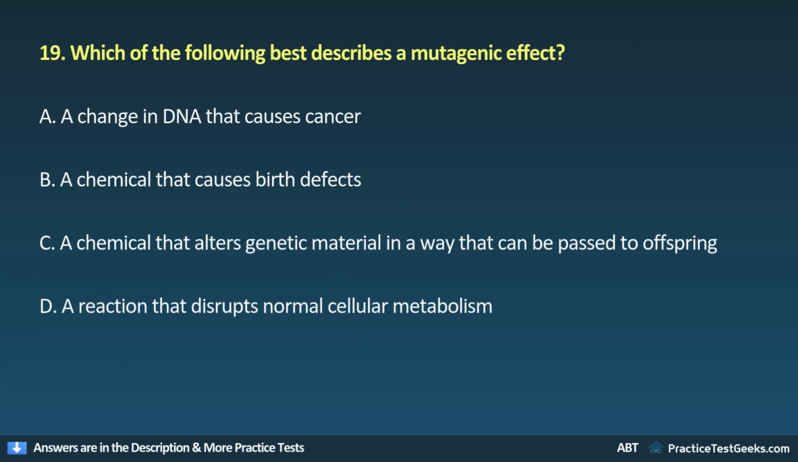19. Which of the following best describes a mutagenic effect? A. A change in DNA that causes cancer. B. A chemical that causes birth defects. C. A chemical that alters genetic material in a way that can be passed to offspring. D. A reaction that disrupts normal cellular metabolism.